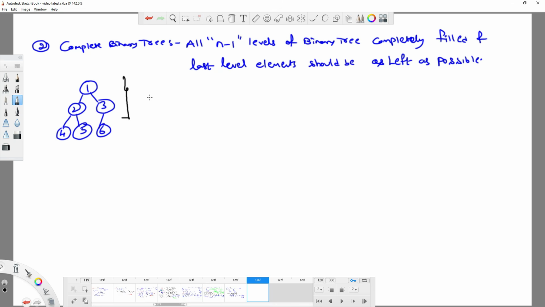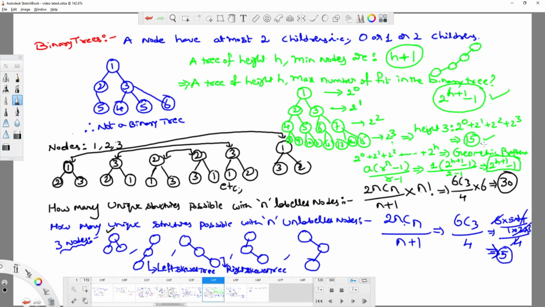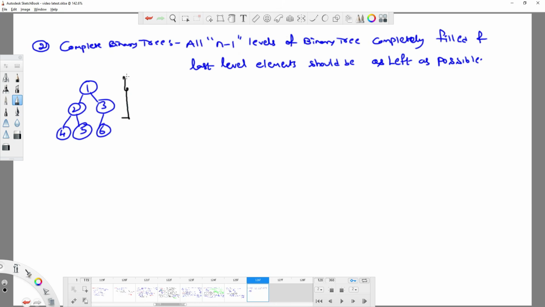Completely filled means what? It should satisfy the formula 2 power h plus 1 minus 1, which means the total number of nodes at all levels. This formula has to be satisfied. All n minus 1 levels should be completely filled. And what about the last level? Those should be as left as possible. Then only you call it a complete binary tree. This is important again for heap tree sums.